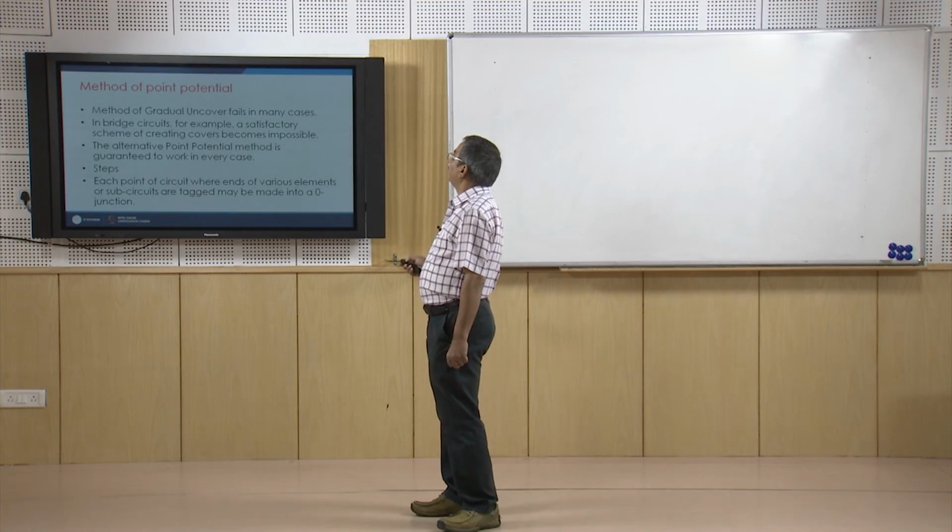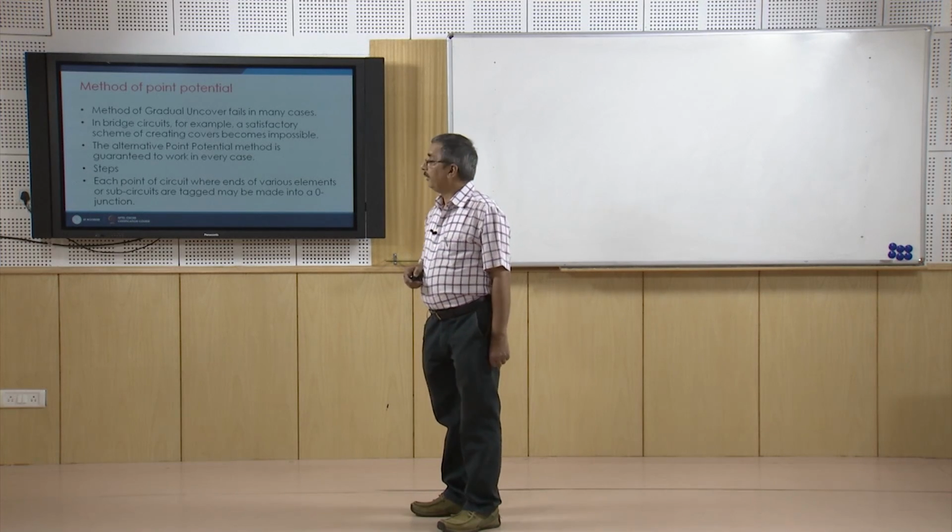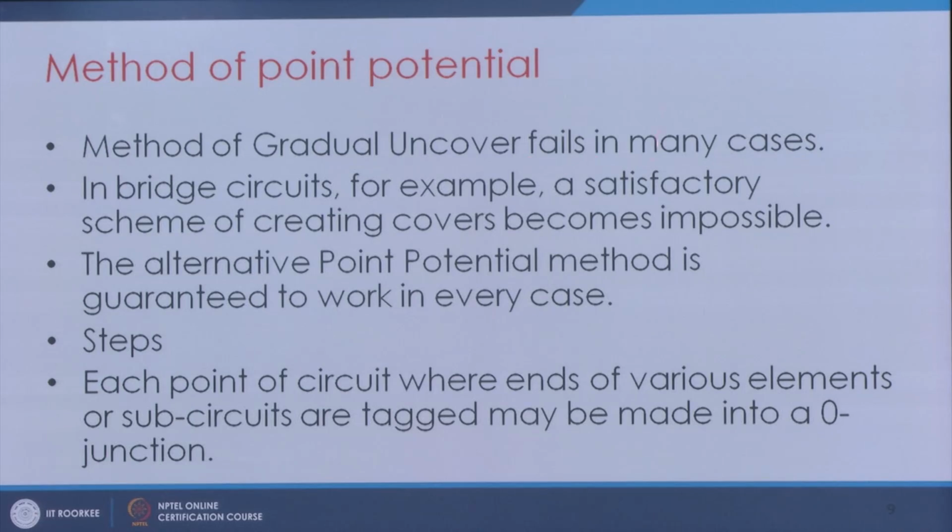Next, let us see the method of point potential, okay. The method of gradual uncover fails in many cases, fine. For example, in a situation like a bridge type of circuit. So, in a bridge circuit, a satisfactory scheme of creating covers becomes almost impossible. So, we need to find some alternate way of drawing the bond graph model for such a system, okay. So, the alternative point potential method can be used to draw the bond graph model for this type of system.